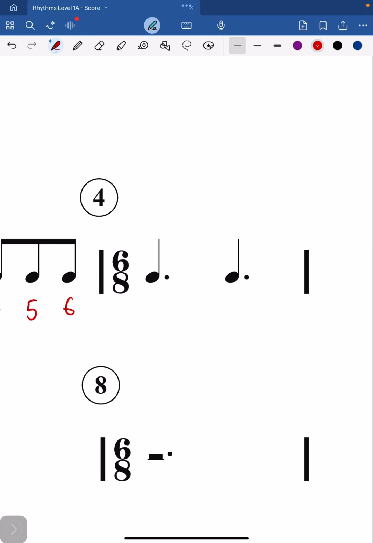All right, welcome to our next video in the Level 4A Rhythm series. Today we're looking at number 4. And before we get into number 4, I want to talk about a concept that is very important in music.